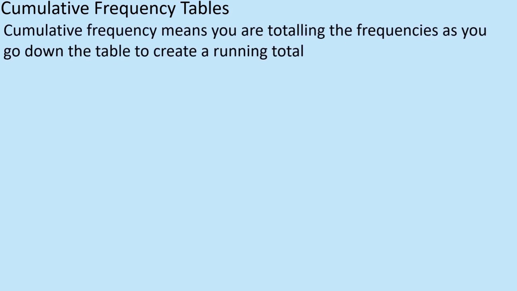Let's get going. So cumulative frequency means you're totaling the frequencies as you go down the table to create a running total. You'll see what that means in a minute. Cumulative means you accumulate something, so you're going to keep going up and up and up. And I'll talk about that as we go through the table.